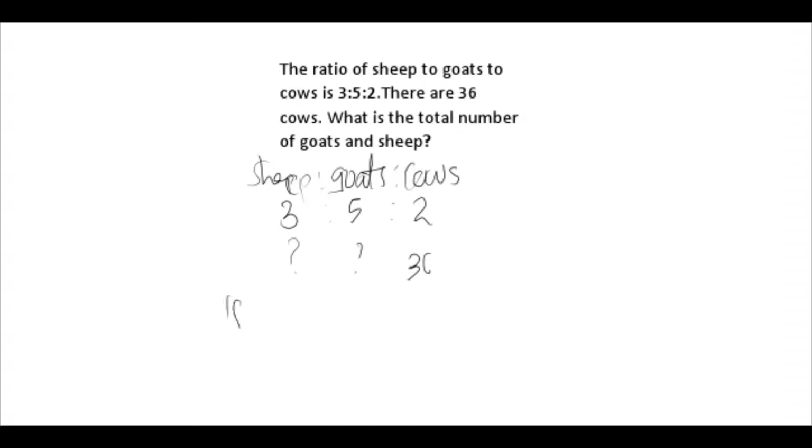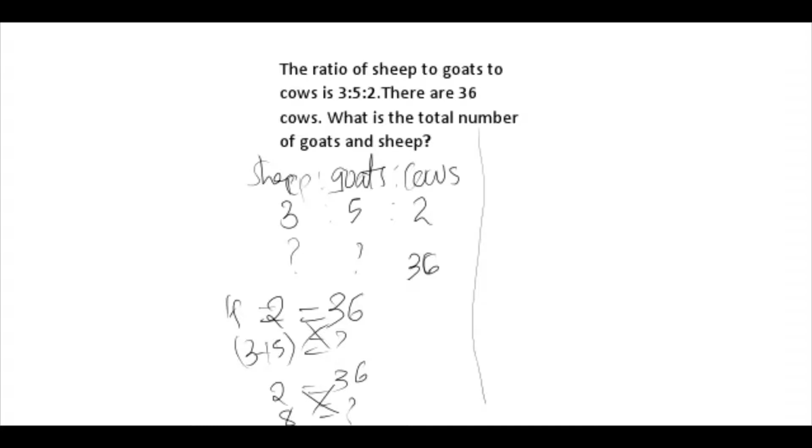So if 2 is equal to 36, because the ratio of cows is 2, what about sheep and goats? We have 3 plus 5, which is 8. What will that give us? So we have 8 times 36 divided by 2. So 2 divided by 2 is 1, 8 divided by 2 is 4. So we have 4 times 36.